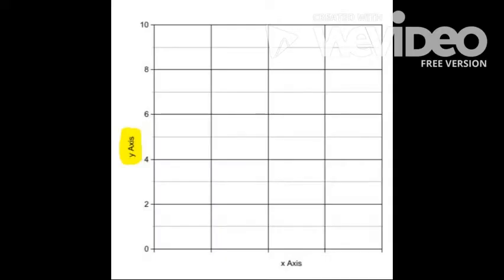Most graphs are based on a layout that looks just like this one. There's a y-axis, which is along the vertical side, and there's the x-axis, which is along the horizontal side. Now you may be asking, how do we take our data and turn it into graphs?